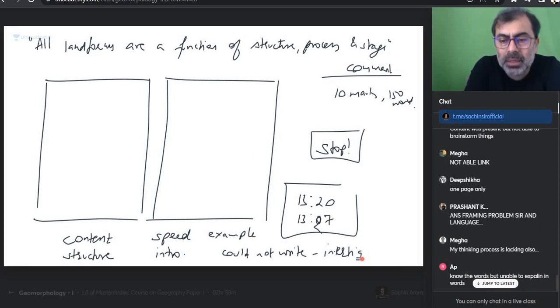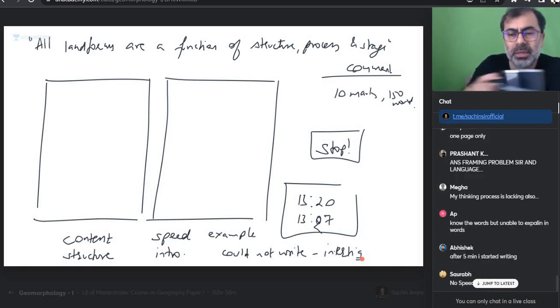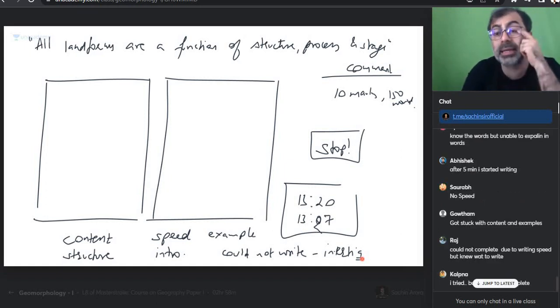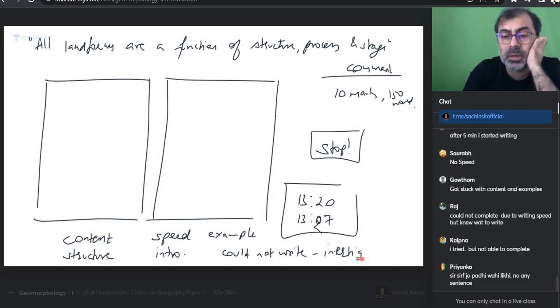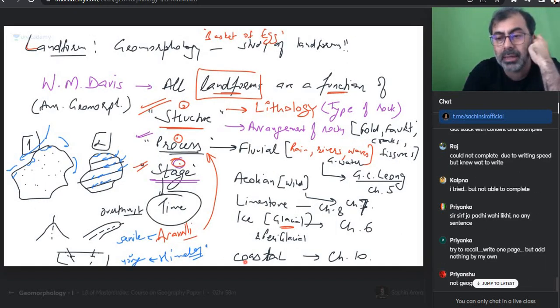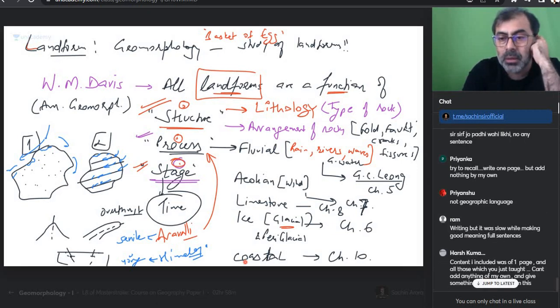Answer framing, language, and Anmol says no in word but unable to explain. Normal. Gautam got stuck with content. Too many content. कुछ के पास content ज़्यादा है. Kalpana says I tried. Others. Why no comment coming? क्योंकि आपने break ले लिया था. Try to recall. Write one page. Sir, recall नहीं हो रहा था. Writing but it was slow.